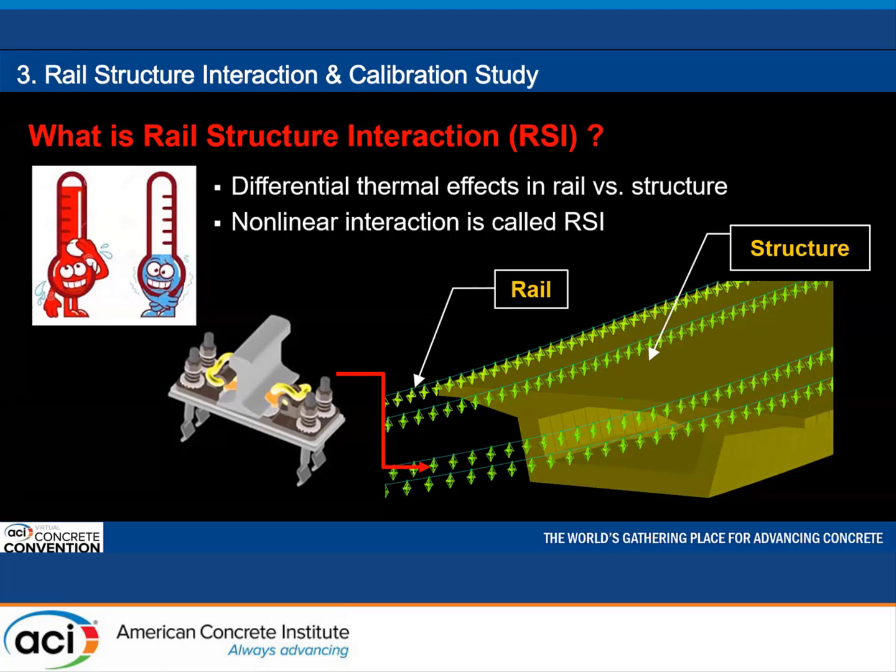The rail and the structure have different exposure conditions, and the rail heats and cools faster than the massive concrete structure. So they are subject to different thermal effects. However, they cannot respond to the thermal loads independently because the rail fastener ties them together. The complex nonlinear interaction of the rail and the structure under temperature change is called RSI.